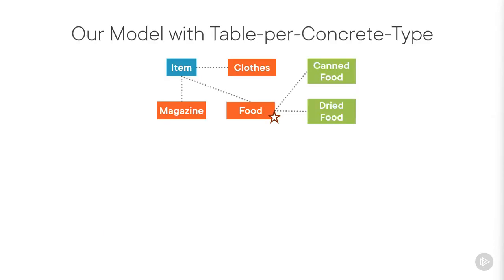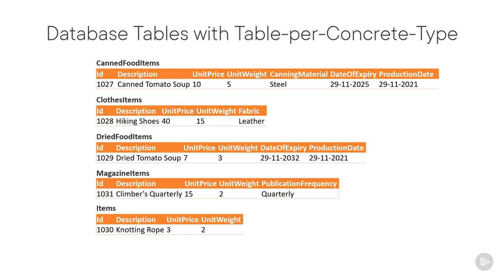And once again, let's take a look at our item model, this time in the context of the table per concrete type strategy, and let's see how we can map it to the database using this strategy. Just like the table per type strategy, table per concrete type creates a table for each of the individual types in our inheritance hierarchy. But this time each of these tables are fully described, containing all the data related to its entries. So once again we have the items table, but this time it only contains a single item, the nodding rope, since this is the only item which is directly derived from the item entity type. Other than that, the table looks exactly like it did before when we used the table per type strategy, and it contains the ID, the description, unit price and unit weight of each entry.